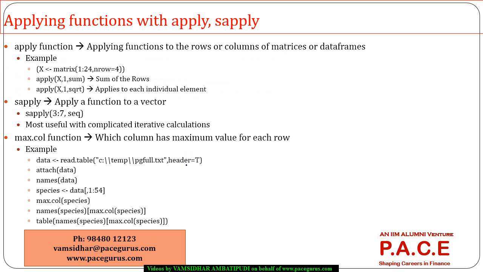Now the other thing is apply. We have already discussed using apply. Apply on a particular data, whether it is rows or columns: 1 means rows, 2 means columns. And what is it that I want to apply? I can apply a sum, a square root or any other function. So this is applying on the matrix altogether.